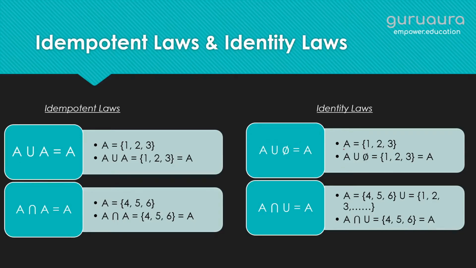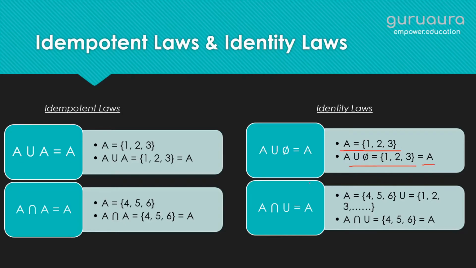Now let's see what the identity laws of sets are. A union the empty set will give you the set itself, and A intersection the universal set is A itself. Let's see an example. Here A contains the elements 1, 2 and 3. Now A union the empty set will be the same set itself, that is 1, 2 and 3.